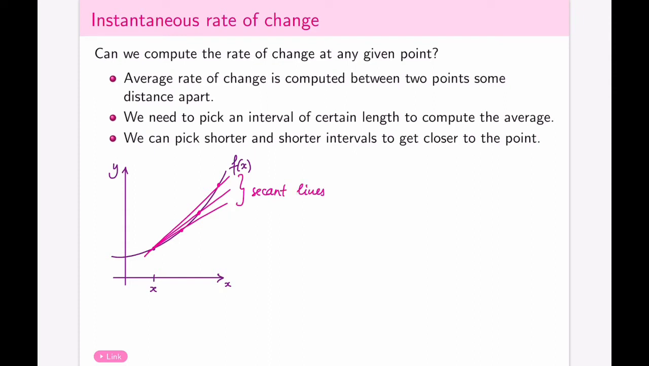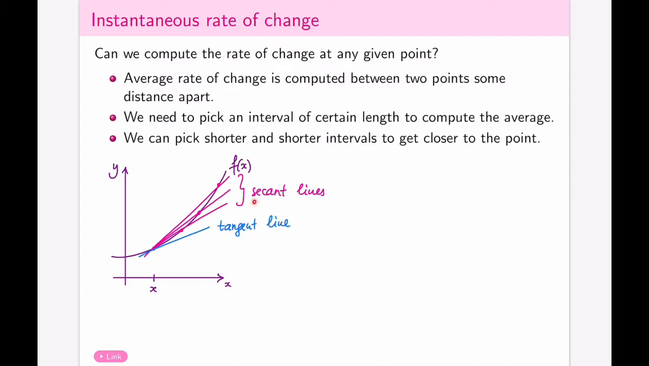Now, if I keep moving it closer and closer and closer to my original point, at some point I will be so close to the point x with my second endpoint that I'm essentially right on top of it. And that's where I'm going to produce the line that is the most accurate in terms of the rate of change at that point. Essentially, the two endpoints are moved so close together that they're on top of each other, and I'm computing the slope of the line between two points that are infinitely close together. This will be what we call a tangent line.